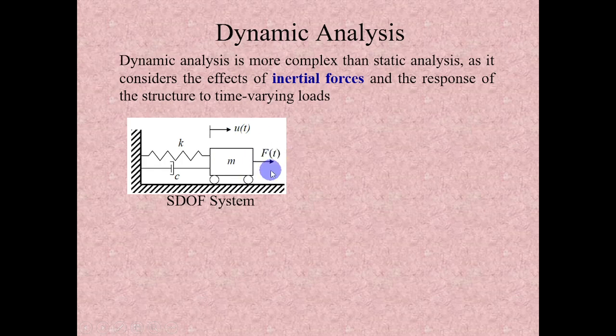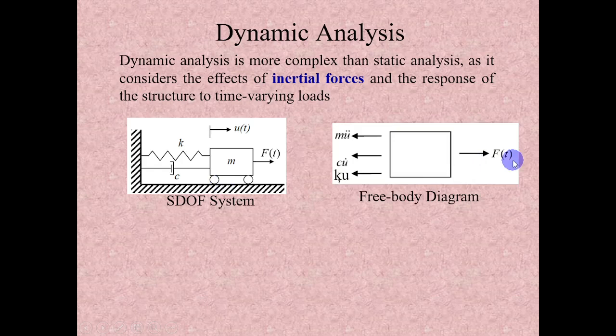If we draw a free body diagram for this simple single degree of freedom system, the force F is applied in this direction, and the resistance and other force components develop in the opposite direction. Basically there are three components. The first component is K into u, where K is the stiffness of the spring and u is the displacement of this mass in this direction. This is called the stiffness force, and it is directly proportional to the displacement of this object.